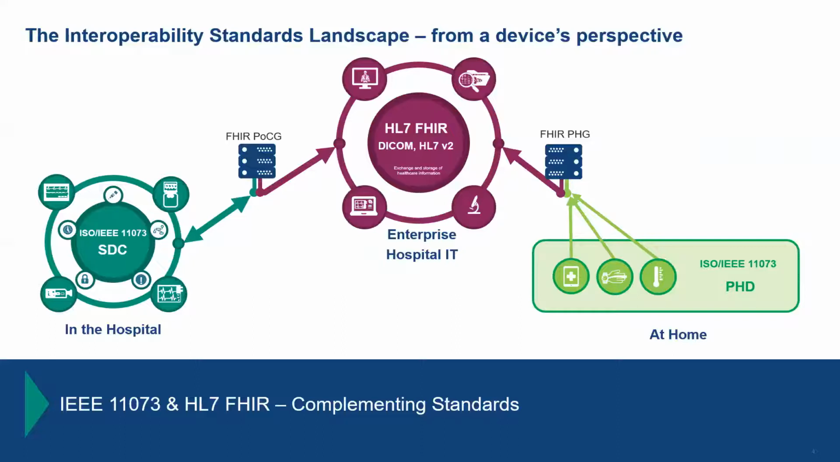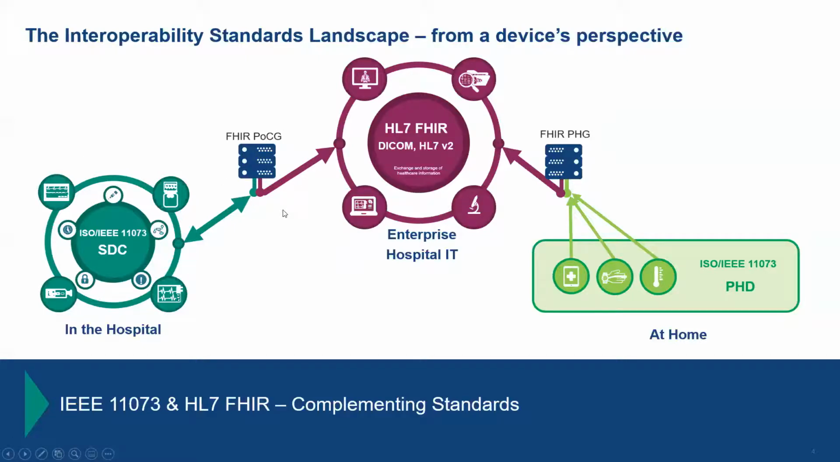The data from the personal health devices are transmitted using the IEEE 11073 PHD standards series and communicated to the hospital using HL7 FHIR via the personal health gateway, which can be seen over here. On the left side, up here, the in-hospital medical device interoperability is based on IEEE 11073 SDC, and it makes its data available to the enterprise hospital IT using HL7 FHIR via the point of care gateway up here.